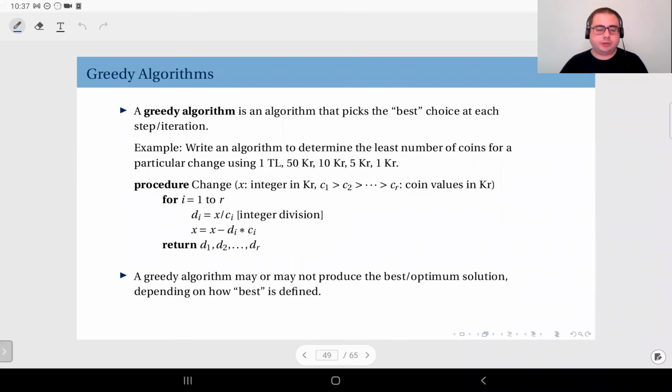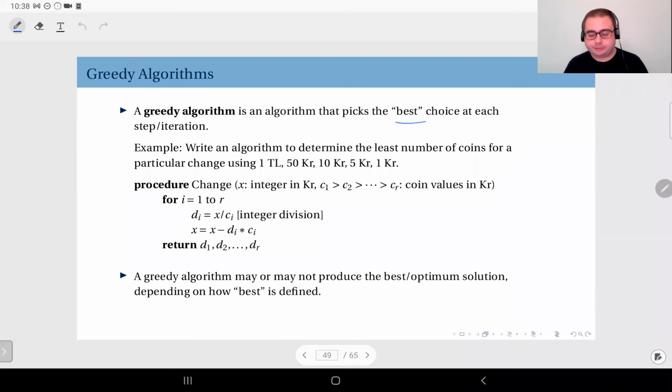Next, we are going to look at a few important types of algorithms. The first one we are going to talk about is the greedy algorithms. And a greedy algorithm is an algorithm that picks the best choice at each step or each iteration.